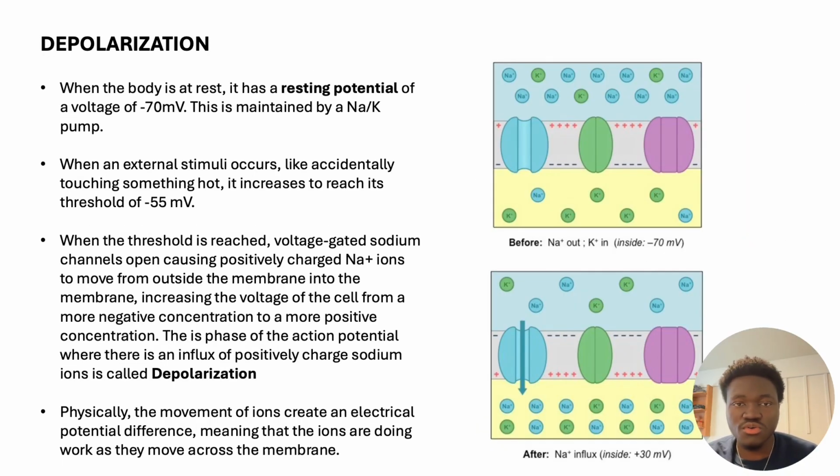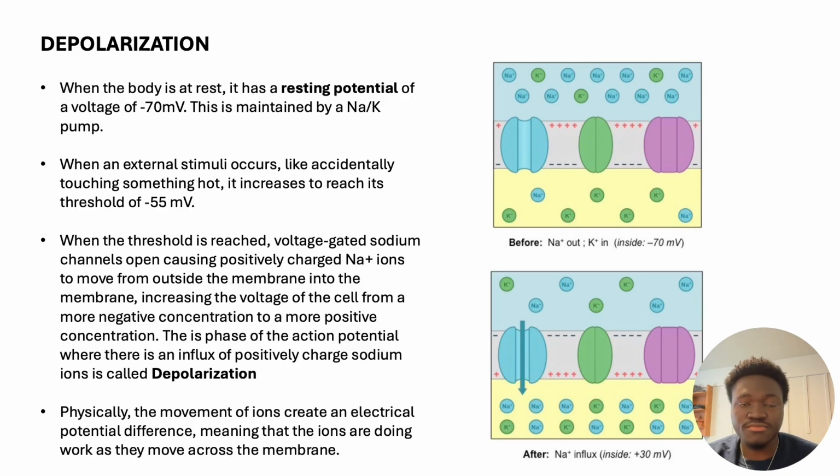Before any movements or stimulations of the body, the cell membrane of the neuron has a resting potential of minus 70 millivolts, which is maintained by its sodium and potassium channels. Later in the video, we will do an example problem that talks about the work done by the pump, or the channels, to maintain the resting potential.